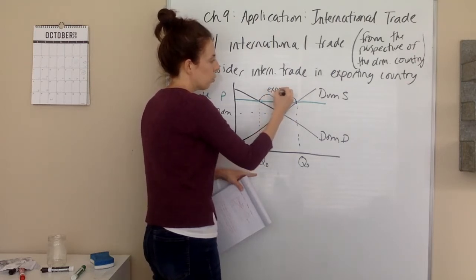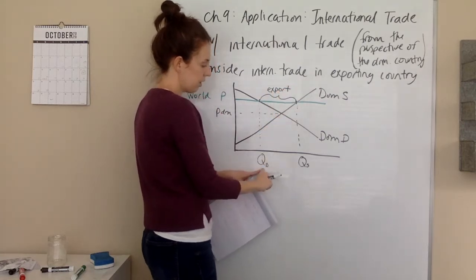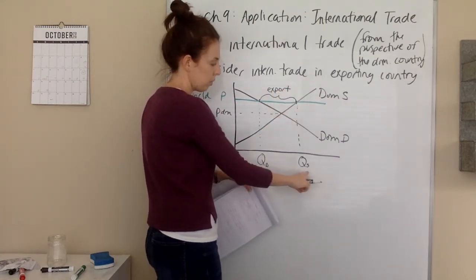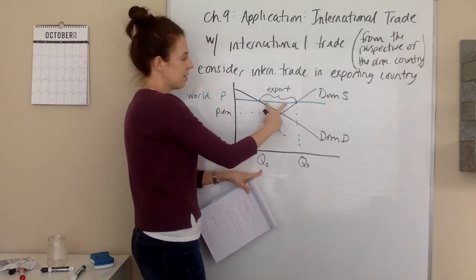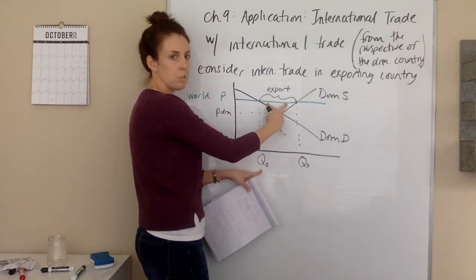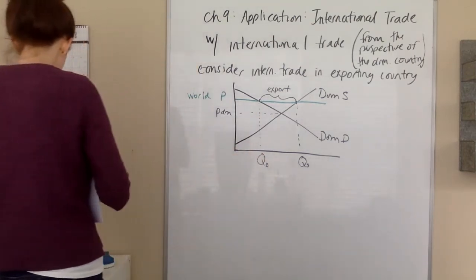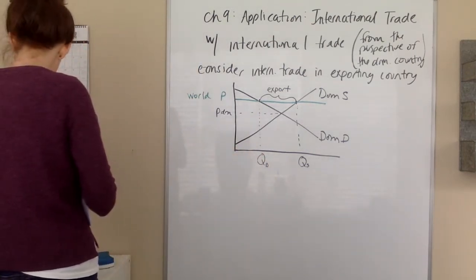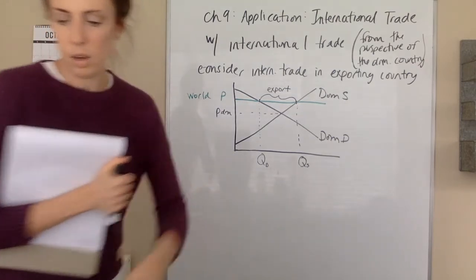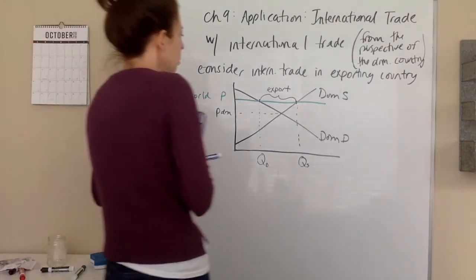Whatever the horizontal distance is between the quantity demanded and the quantity supplied at home at the world price, that's going to be the number of units that the domestic country decides to export to the rest of the world. Okay, now let's think about how this affects the participants in the home market.